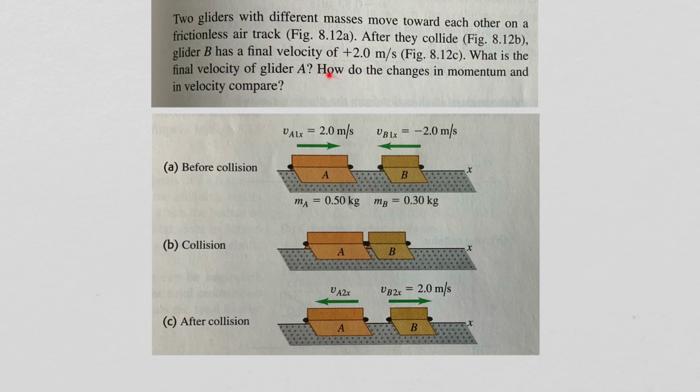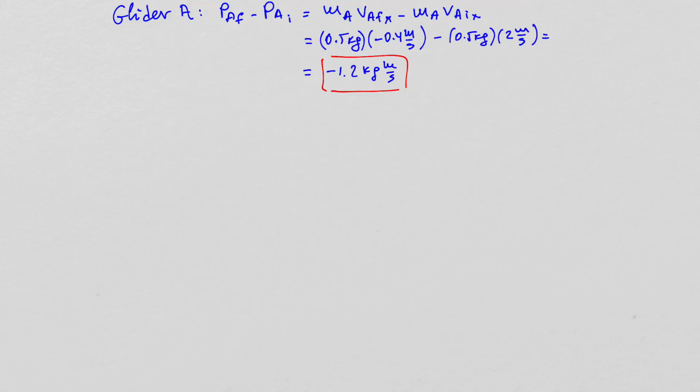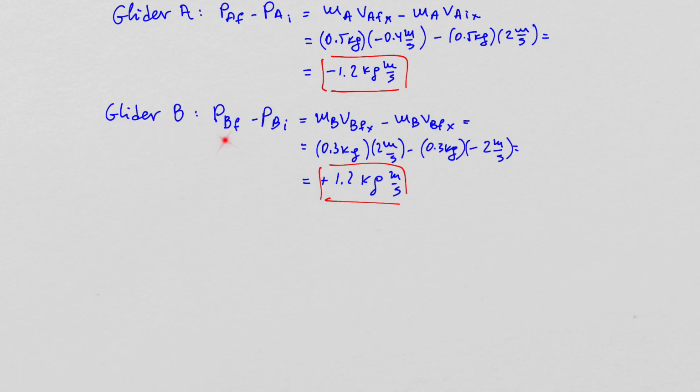The second part of the question here is how do the changes in momentum and velocity compare? For glider A, the change in momentum, PA final minus PA initial, will be the mass A times VA final x minus mass A times VA initial x, which gives us negative 1.2 kilograms meters per second. And for glider B, the change in momentum, PB final minus PB initial, is equal to MB VB final x minus MB VB initial x. Substituting the numbers gives me plus 1.2 kilograms meters per second.